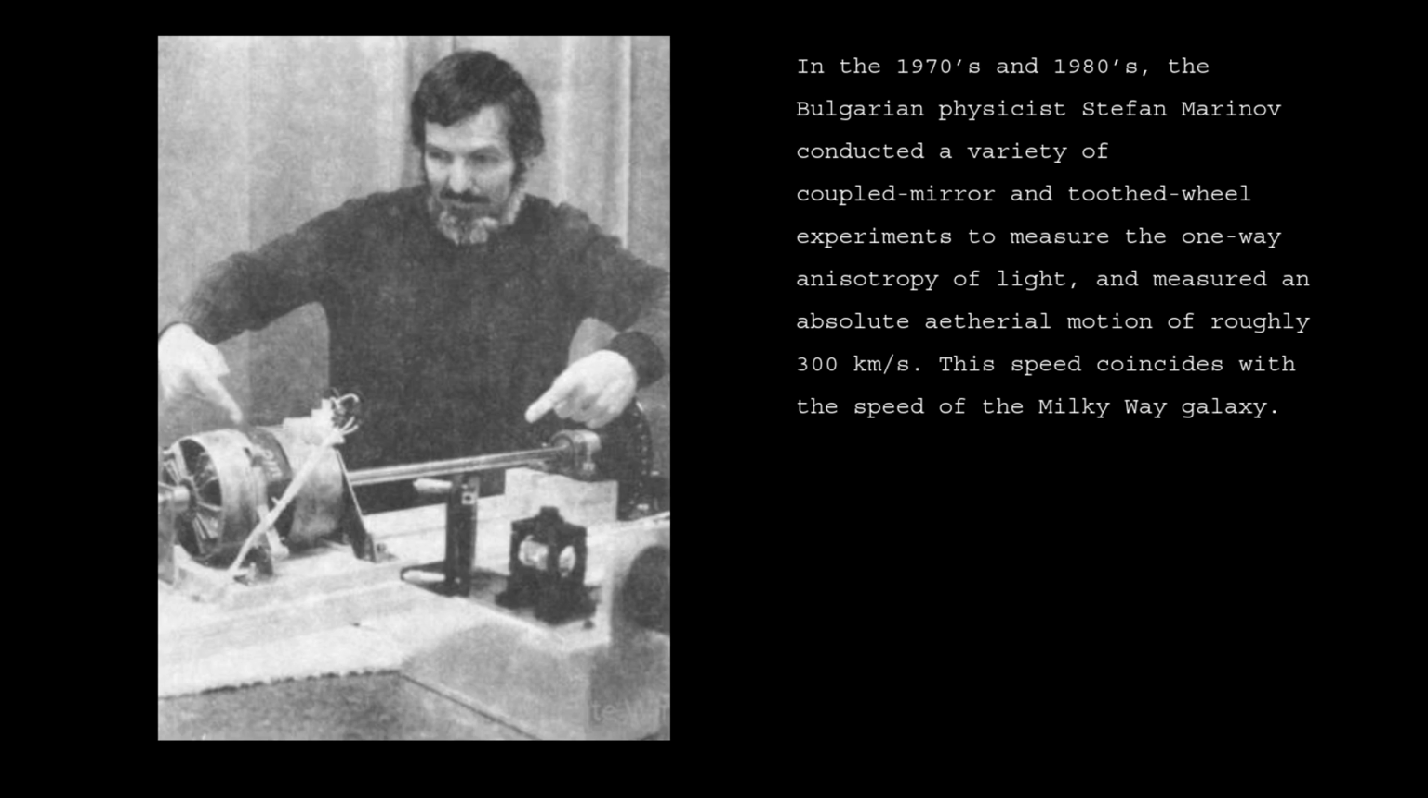In the 1970s and 1980s, the Bulgarian physicist Stefan Marinov conducted a variety of coupled mirror and tooth wheel experiments to measure the one-way anisotropy of light and measured an absolute ethereal motion of roughly 300 kilometers per second. This speed coincides with the speed of the Milky Way galaxy.